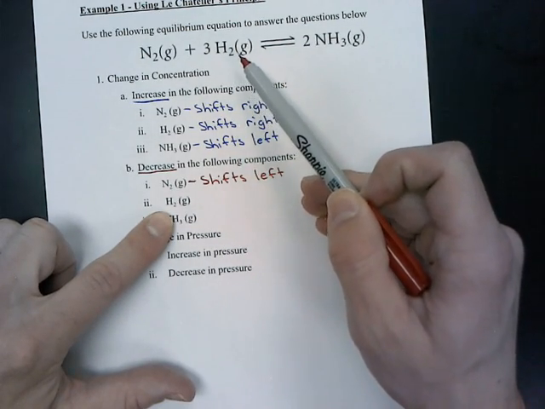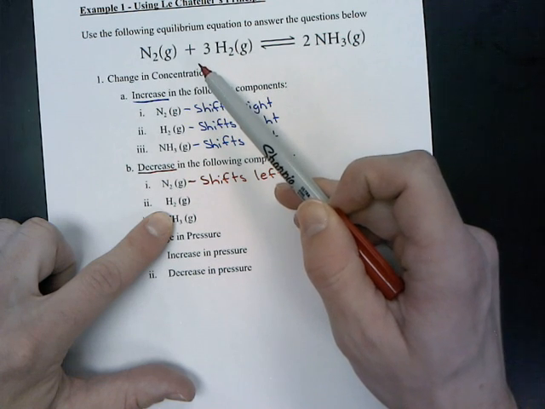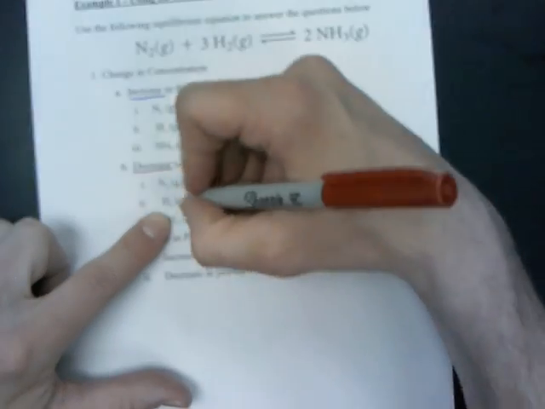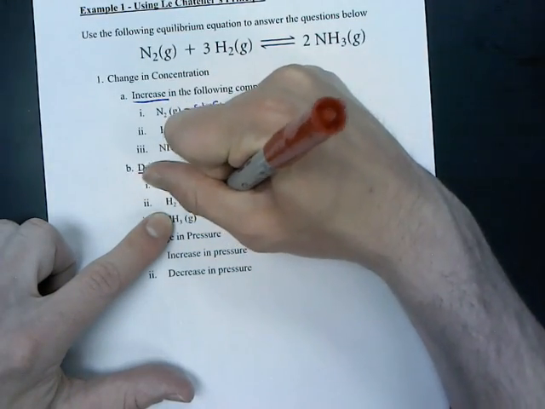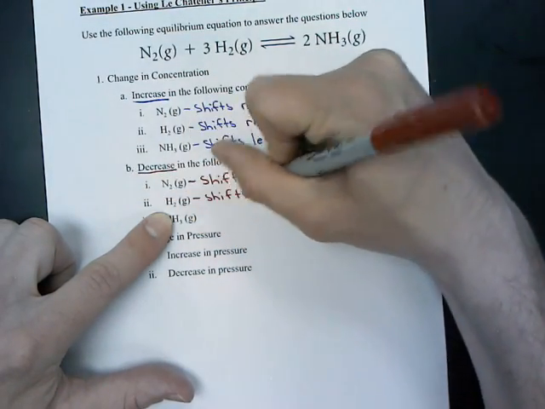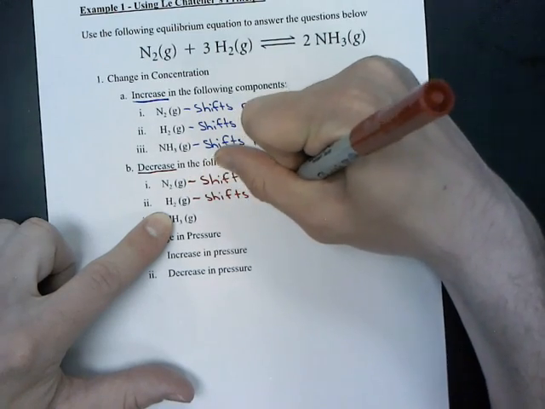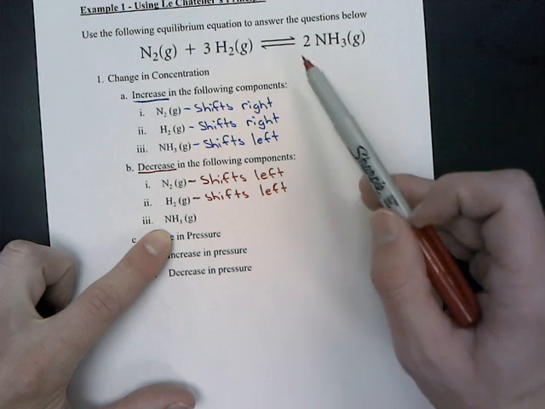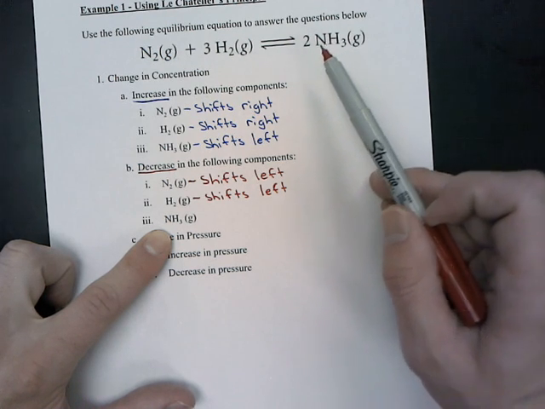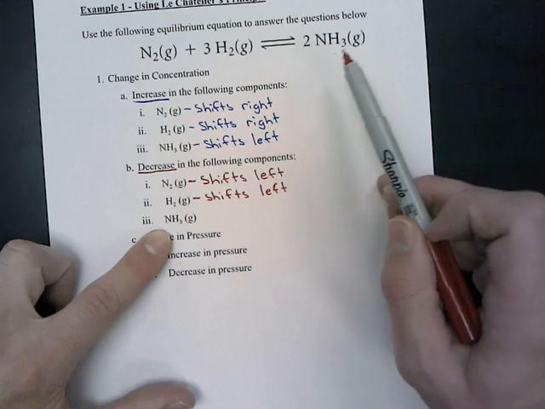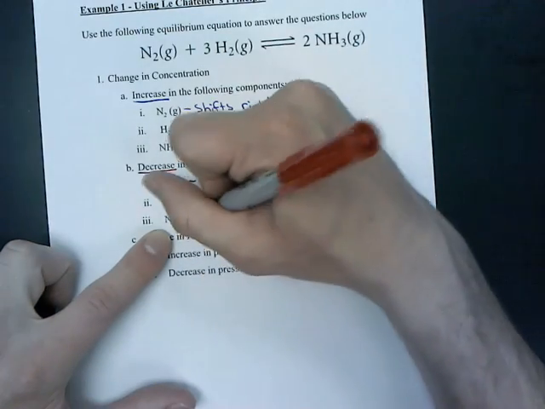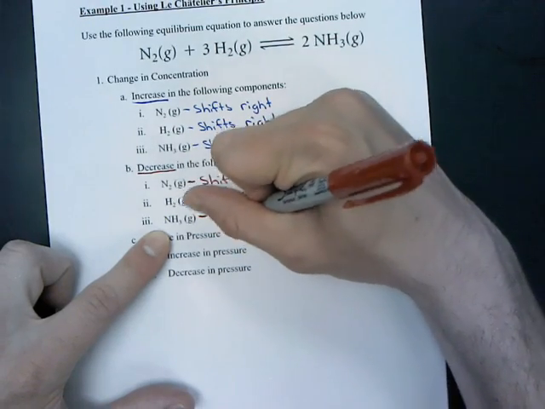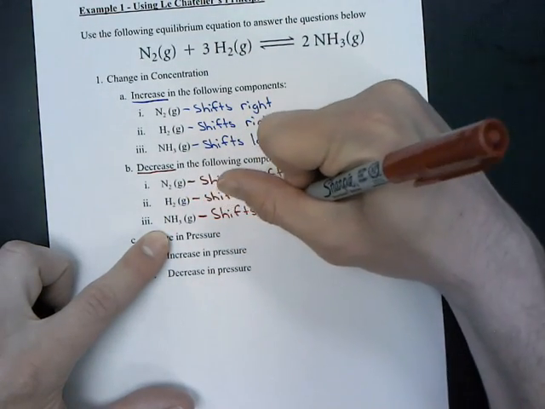Now H2, we decrease it. Again, by definition, a decrease shifts it to the same side of the equation. Because H2 is on the left and we decrease it, it is going to shift left. Now NH3 is over here on the right. If we decrease the amount of NH3, the equilibrium will shift to that same side. So for this value here, it is going to shift to the right.